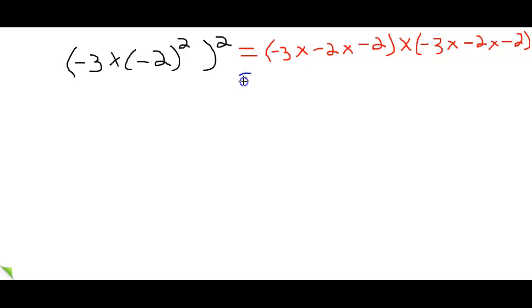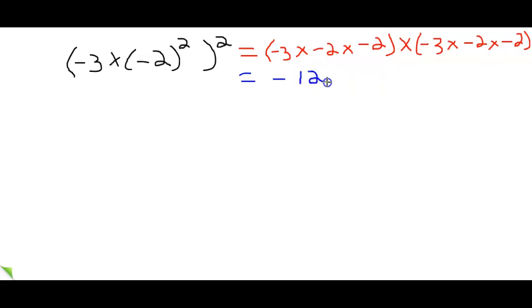That would be equal to negative 3 times negative 2. Negative times a negative would give us a positive. A positive times a negative would give us a negative. So we know that this bracket would be negative. 3 times 2 is 6. 6 times 2 is 12. So that's negative 12. Let me make my 2 better than that. So negative 12.